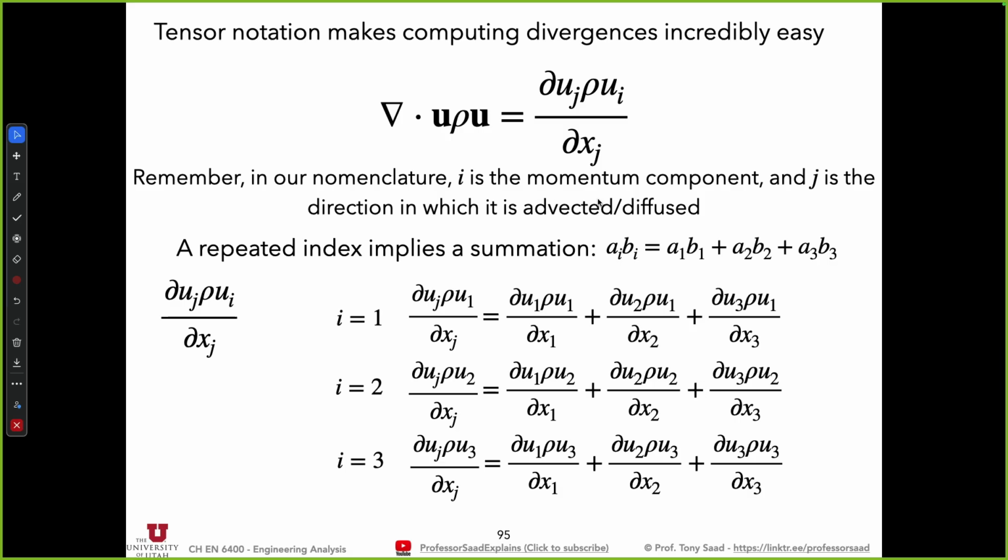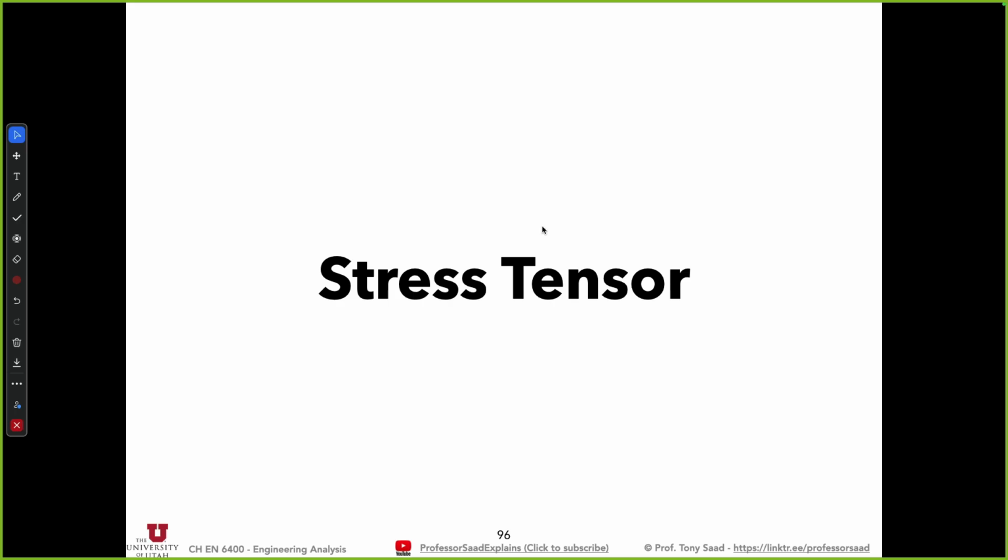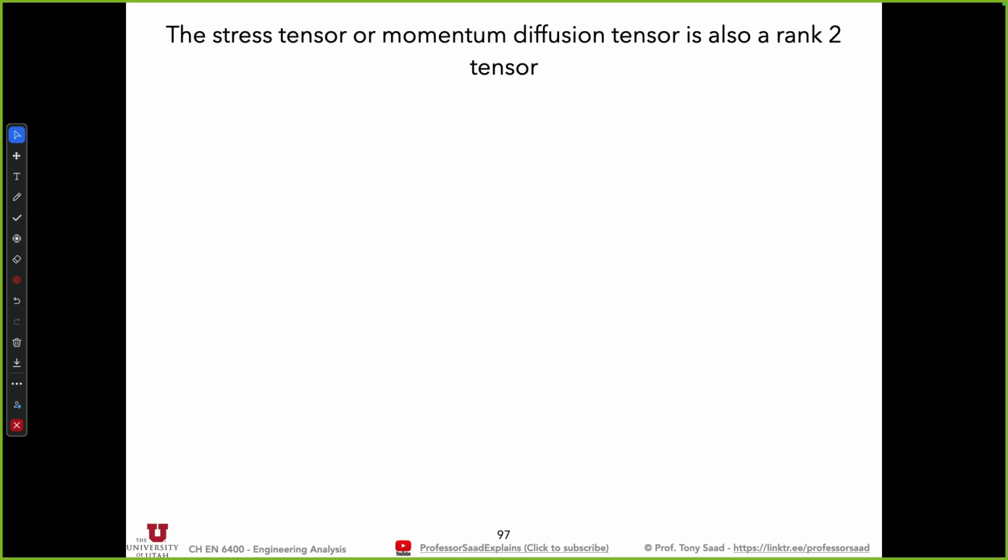Next, we move to the stress tensor. Now that we've gone through the works, the stress tensor discussion becomes easier because the stress tensor is also a tensor. It's a rank 2 tensor. It has 2 indices. We can already discuss that. Tau_ji is the diffusive flux of the i component momentum in the j direction. So tau_yz is the diffusion of the z momentum component in the y direction. It's the diffusive flux.